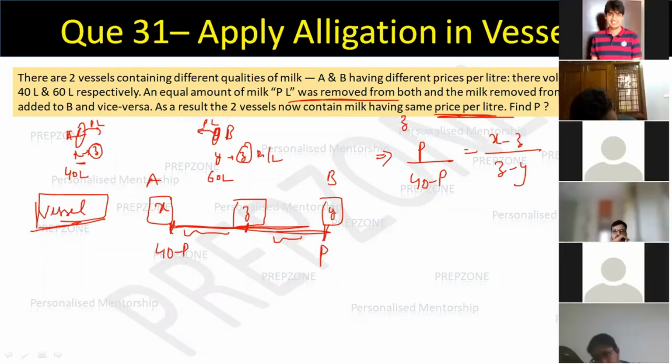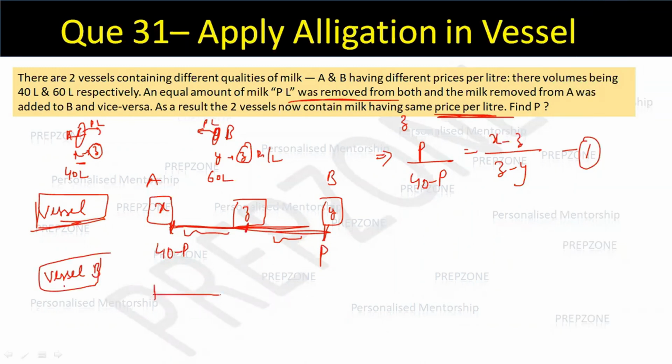I'm just trying to use what we have just learned. So in vessel B, now let's try to apply the same thing. What is happening in vessel B? You have vessel B here, and you're trying to add something from vessel A, whose price per liter was X, and eventually it is becoming Z. So the price of B is Y.